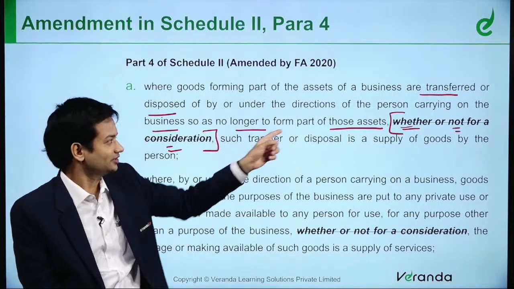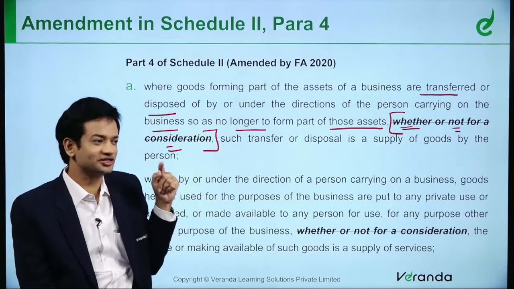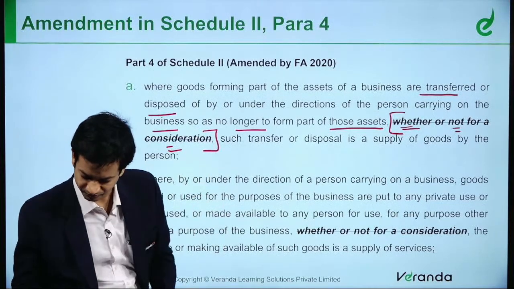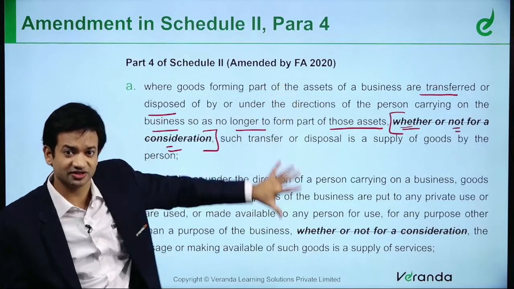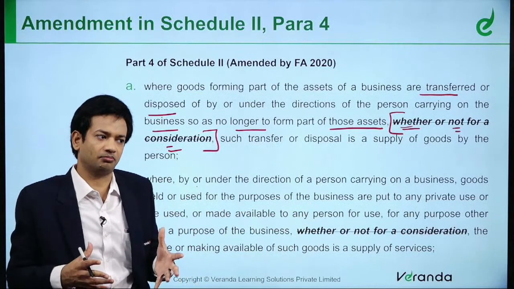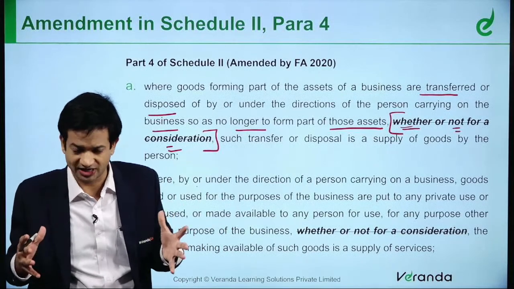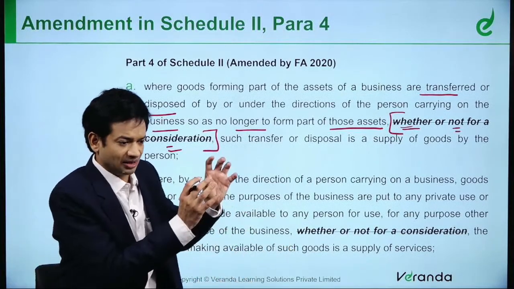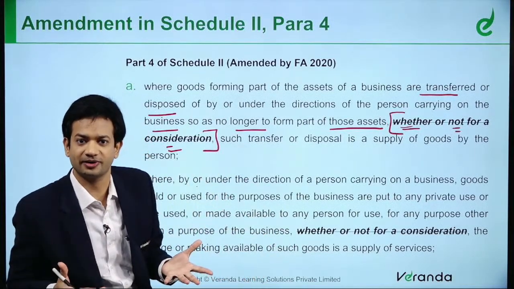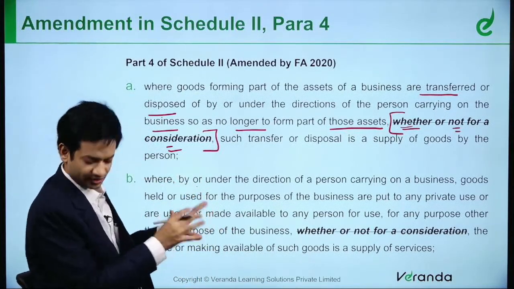Why? Because the words whether or not for consideration cannot fit in here, because Schedule 2 does not say what is supply. I will give you an example. Don't worry, in the next slide I will give an example. Similarly, in the next slide, this is a permanent transfer, and this is a temporary use put to private use or non-business use. Let's say my car, which is an office asset, I put to private use. Sometimes I use it for my personal purpose. Even for a temporary period, it is treated as supply. Not supply I am saying, but it is treated as supply of goods or service, as given here.